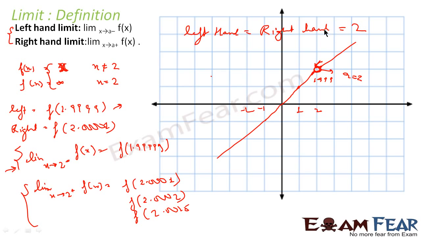In the case where the left hand limit value which we get is not equal to the right hand limit value, in that case we say that the limit doesn't exist. We'll show you some examples where the left hand limit will not be equal to the right hand limit, and in such a case we say that the limit is not defined for this function at that point.